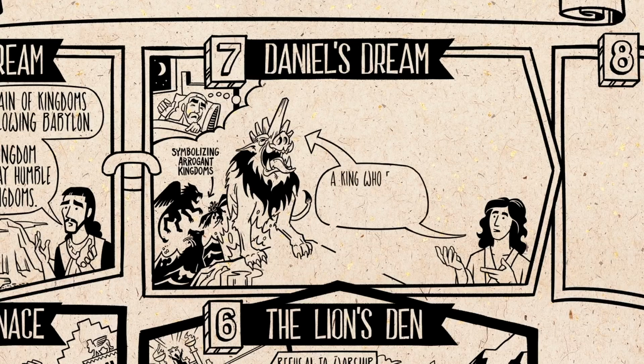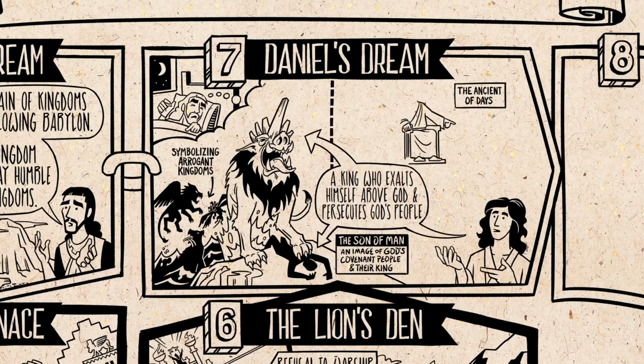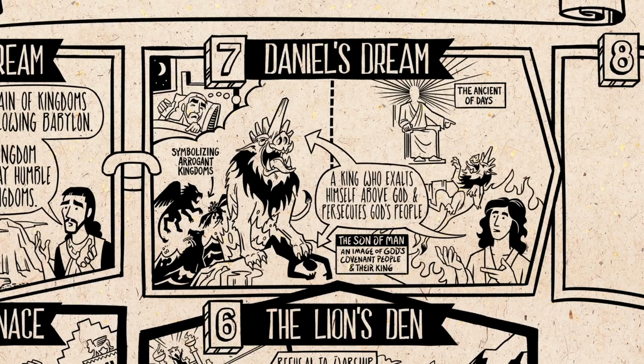And there's one specific horn who is an image of an arrogant king who exalts himself above God and persecutes God's people. Now they are symbolized by a figure called the Son of Man, who's an image for both God's covenant people, but also for their king from the line of David. But then all of a sudden, God, who's called the Ancient of Days, comes and he sets up his throne. He destroys the super beast and he exalts the Son of Man on the clouds, where he comes up to sit at God's right hand and share in God's rule over the nations.